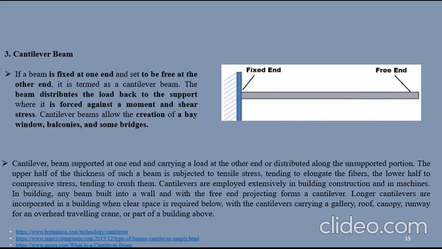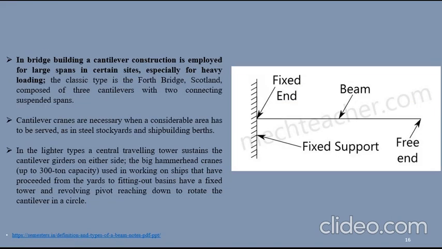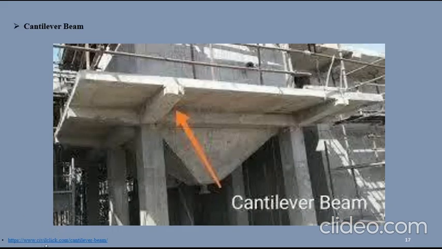Cantilever beam: if the beam is fixed at one end and free at the other end, this is called a cantilever beam. The beam distributes the load back to the support, which resists it with moment and shear stress. Cantilever beams allow the creation of bay windows, balconies, and some bridges. In bridges, cantilever construction is employed for large spans in certain sites, especially for heavy loading, and we can see this in this diagram. And here is an example of a cantilever beam.